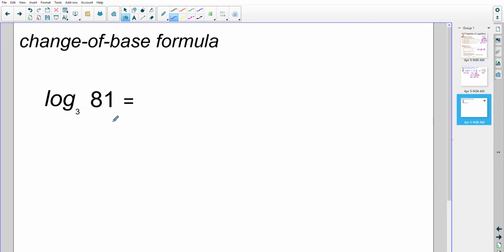Change of base, you know that this is actually equal to 3 to what exponent equals 81. So that would be to the 4. So you know it's equal to 4. But let's say it's not so easy and this is a 2. That would equal the log base 2 of 81, so this will remain as a 3. We're just changing it in this problem. So that means that it's going to be the log 81 over the log of 2.